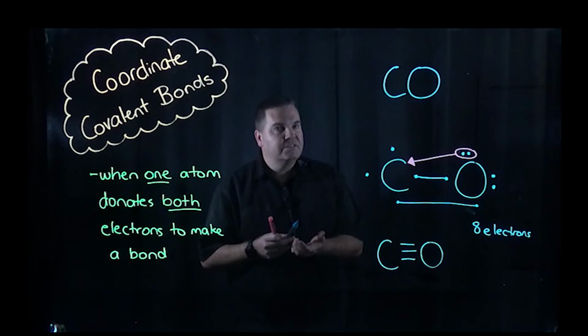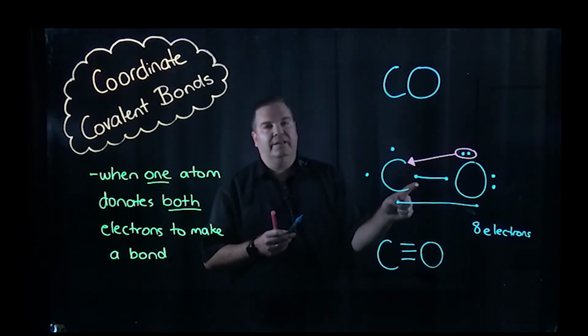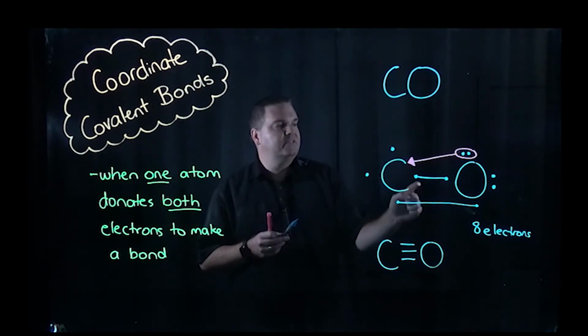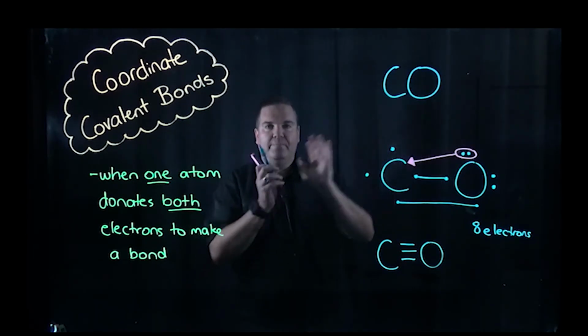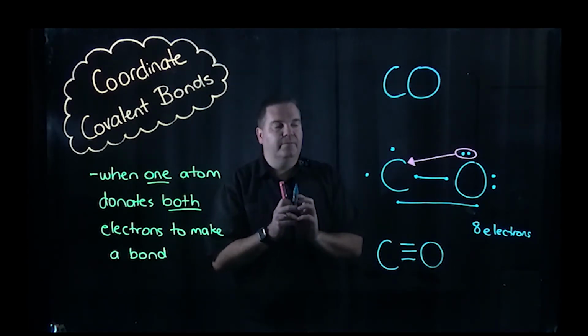We haven't increased the number of electrons around the oxygen. It still has 1, 2, 3, 4, 5, 6, 7, 8 electrons. The carbon now has 1, 2, 3, 4, 5, 6, plus these 2 overlapping in its valence shell. So it has 8 electrons as well, which is also happy.